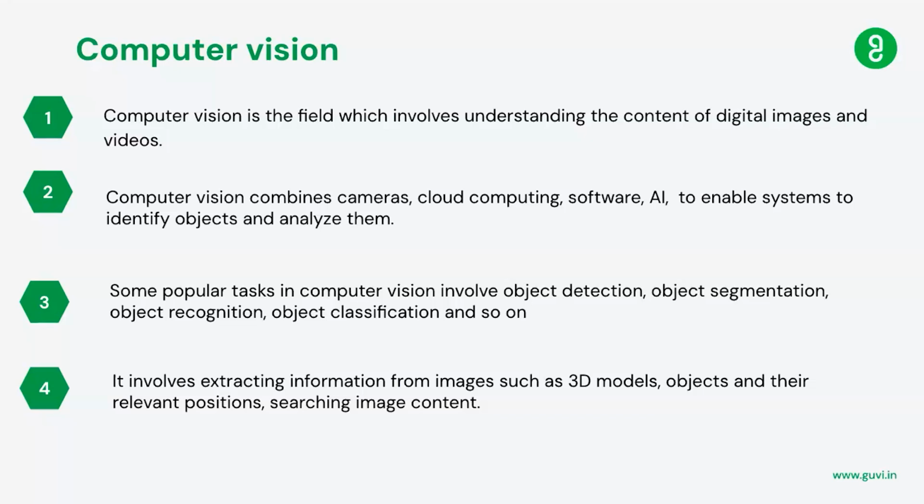So this information, such as identifying its positioning, identifying its relative objects, all of these come under extracting information from images. And this kind of technology is called computer vision.